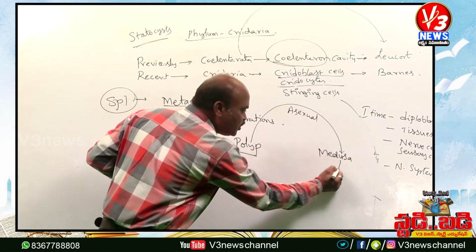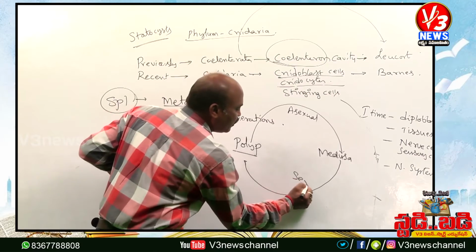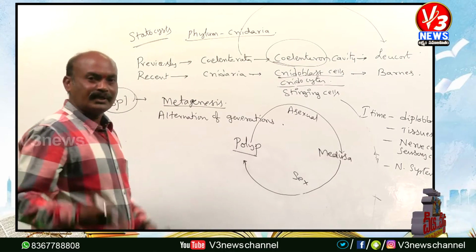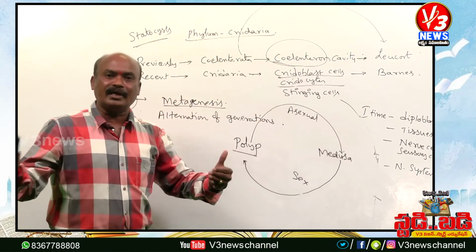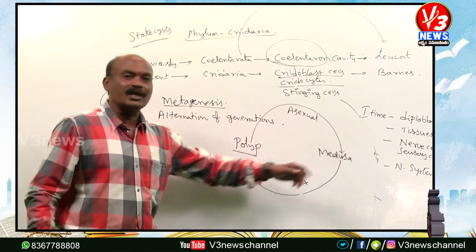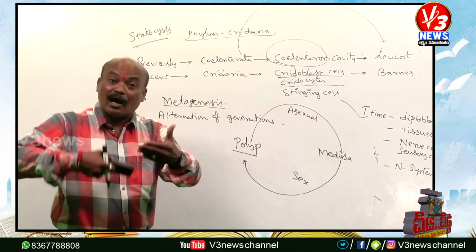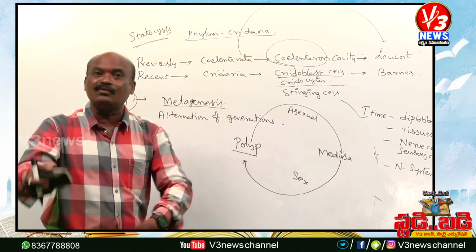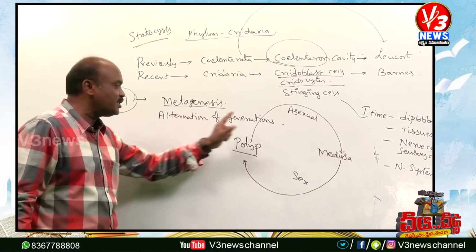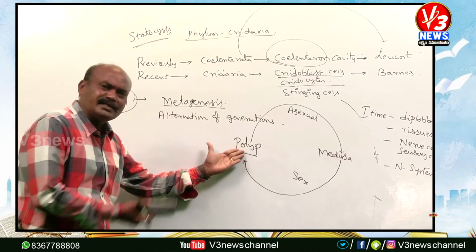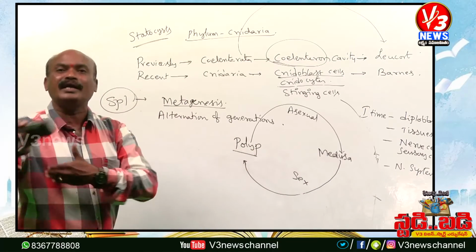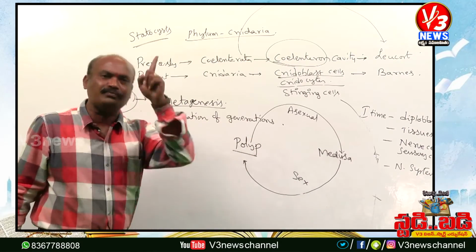Now by sexual method, the medusa gives rise to polyp. That means in their life history, these 2 stages, polyp and medusa, come alternatively. That's why the word alternation of generations. Here it is an asexual generation, this is a sexual generation. These 2 come alternatively. That's why it is alternation of generations.